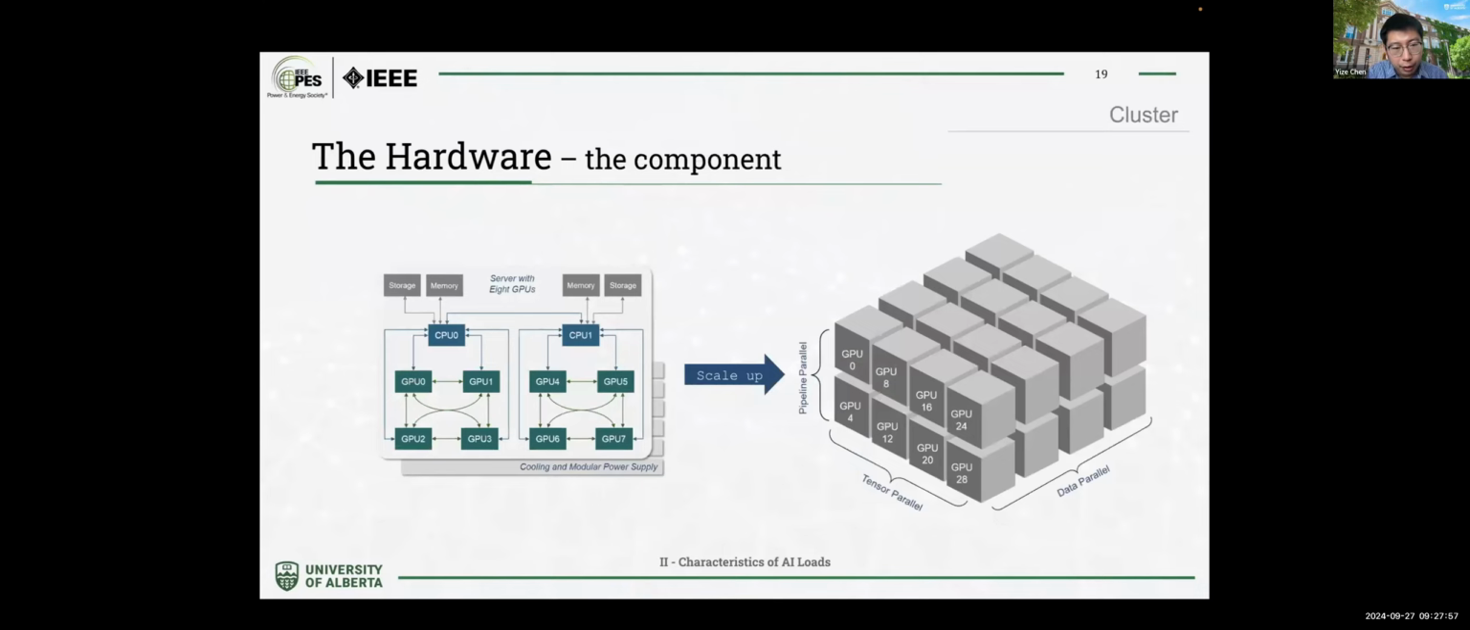If we look inside the GPU, there are different ways to parallelize the computation, by pipeline, tensor, or data parallelism. All this parallelization, on one side, accelerates the computation, while on the other side, it makes the power swings much larger and also much more instantaneous.